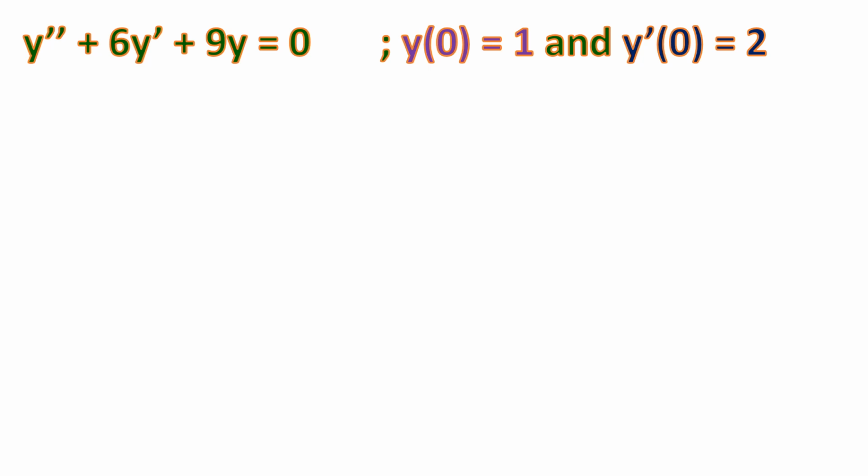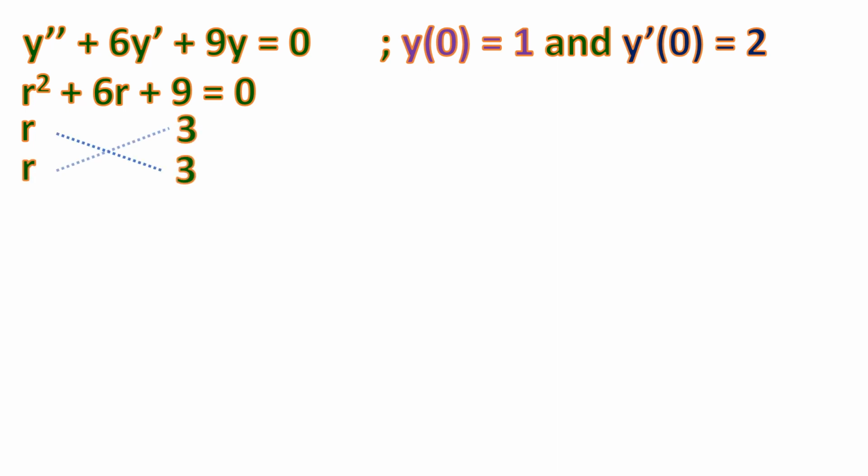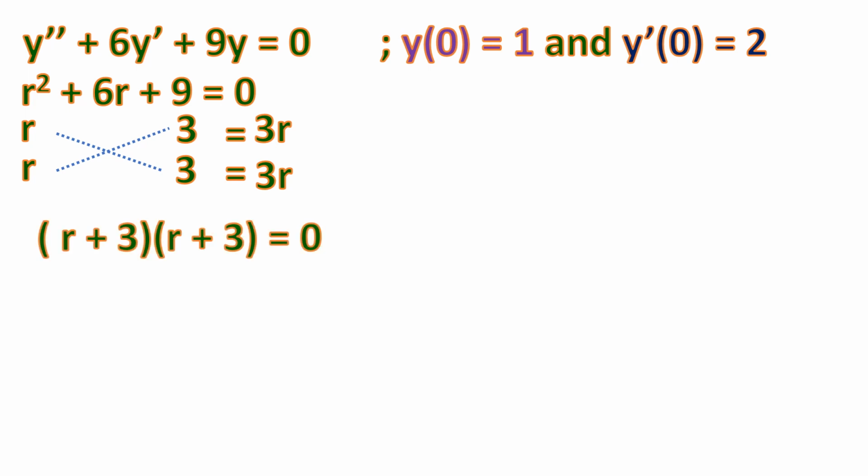Now we'll have another example with an initial value problem. Then we're going to have the auxiliary equation r squared plus 6r plus 9. So we can factor this. This is factorable as 3 and 3. If we cross multiply that, that will be 3r and 3r. Combining 3r's will be 6r. So this is a correct pairing. So the factored form is r plus 3 and r plus 3.